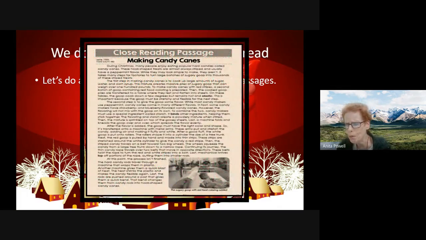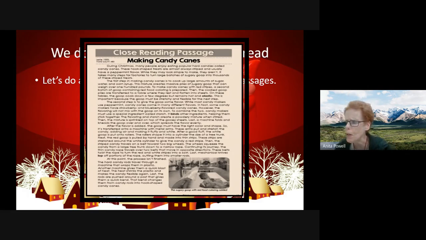Okay, we're going to read about making candy canes. During Christmas, many people enjoy eating popular hard candies called candy canes. These hook-shaped treats are almost always striped and usually have a peppermint flavor. While they may look simple to make, they aren't. It takes many steps for factories to turn large batches of sugary goop into thousands of these striped treats.